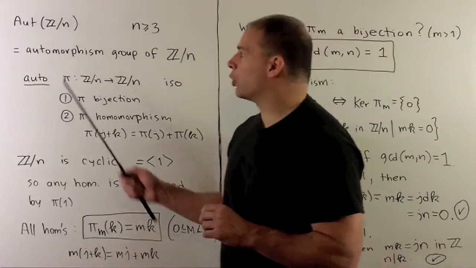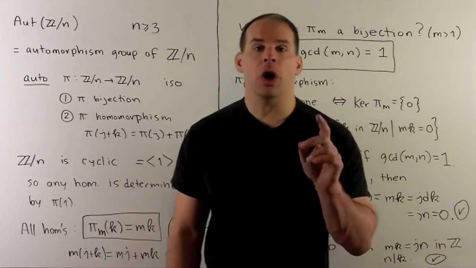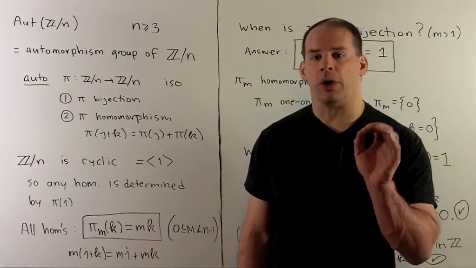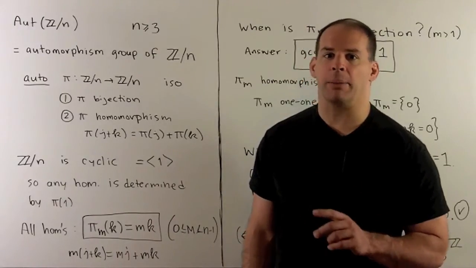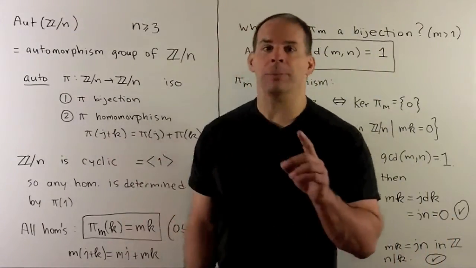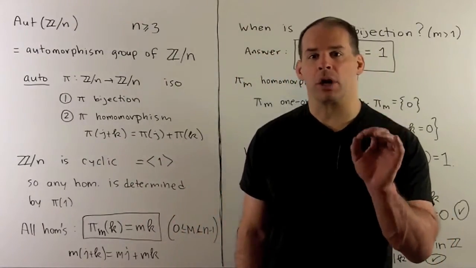Now, because our group is abelian, there are no inner automorphisms. So if we use conjugation, the only automorphism we get is the identity map. That means all the automorphisms are outer, which means we need to do some work to find them.